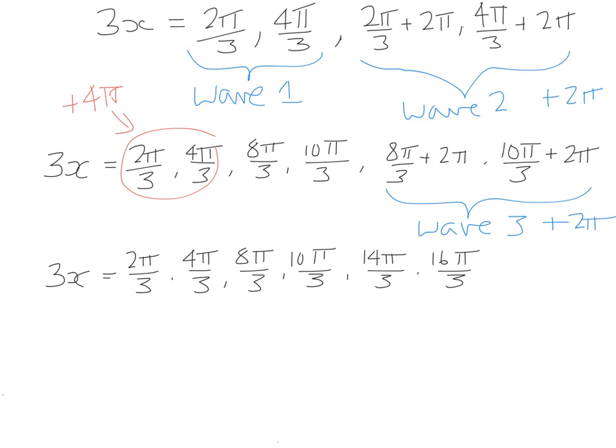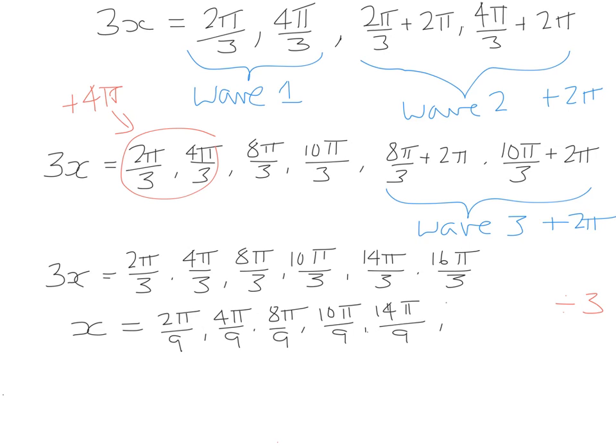So the final thing then is to find x, so we need to divide by 3. And that just makes it 2 pi over 9, 4 pi over 9. It's just the denominator that's going to change here. 8 pi over 9, 10 pi over 9, 14 pi over 9, and 16 pi over 9. And they will be the final answers.